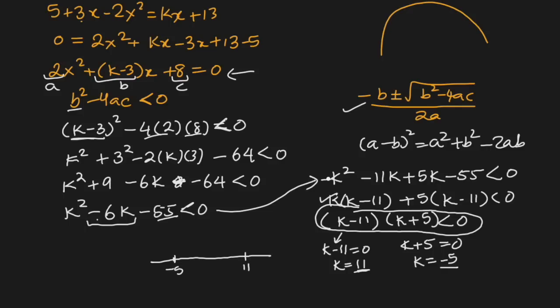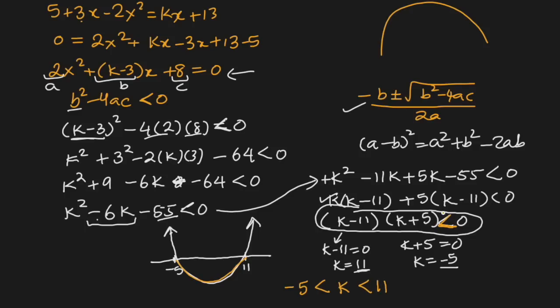Because k square is positive, the leading coefficient is positive. That means this graph will open up, right? When it opens up, which part is less than 0, which is our requirement? Our part is this part, between minus 5 and 11, and that becomes our solution of this inequality, which is that k is between minus 5 and 11.